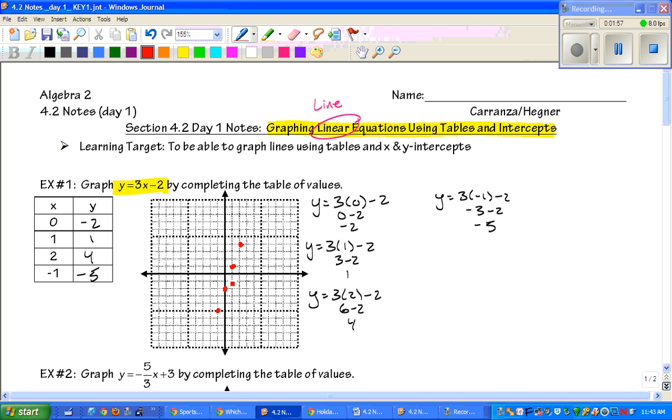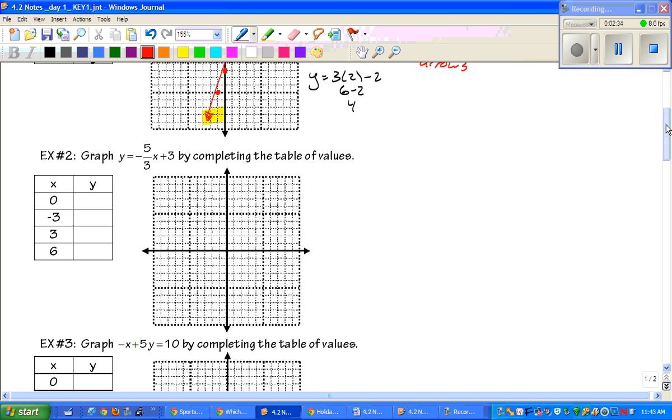Okay, once we have that down, you can use your straight edge to help you make a straight line. Draw the line. And the key thing here is you need to add the arrows, okay? The reason why we're saying to add the arrows is because this is a line. It goes on forever and ever and ever. Okay, there's no beginning, there's no end. So that's what those arrows mean. Okay? All right, let's look at the next one.